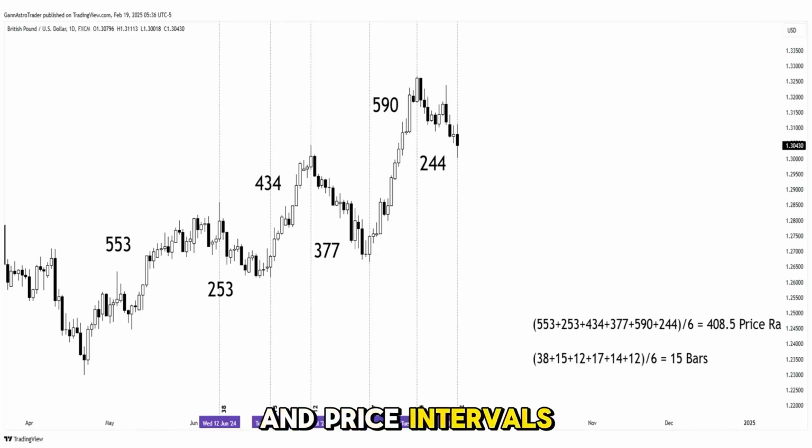Now, both the time and price intervals indicate that we are making higher highs, confirming that the bias is bullish. Next, we will calculate the average of both time and price. To do this, we add up the price intervals and time intervals separately and then divide each by the number of data points. In this case, we divide by 6 since we have 6 measured points. Our price range average is 408.5 and time range average is 15 bars. This means that, on average, the market is moving 408.5 pips in price over 15 bars in time.